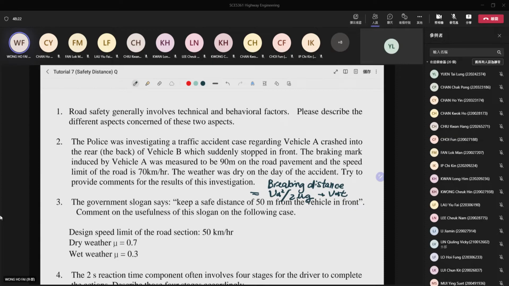Last round we mentioned this one, and I think we do not need to cover it again. But here, we did not mention the reaction time. You just use VD squared over 2 mu g, the braking distance. When you brake, you create a braking mark on the road, and from that you can calculate VD squared over 2 mu g. So just put 90 meters equal to VD squared over 2 mu g, where mu is the friction coefficient on the road and g is the gravitational acceleration. Then you can calculate the velocity of the vehicle.